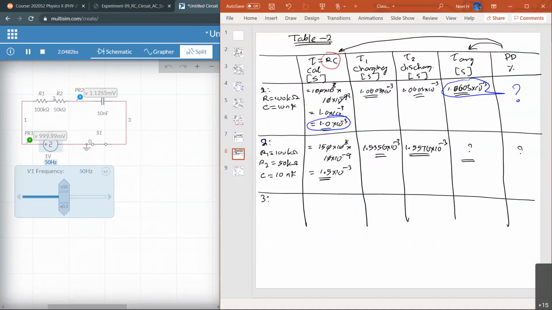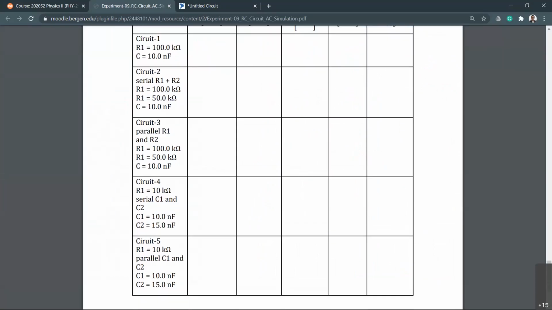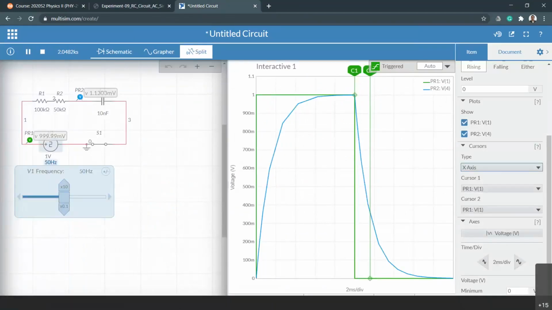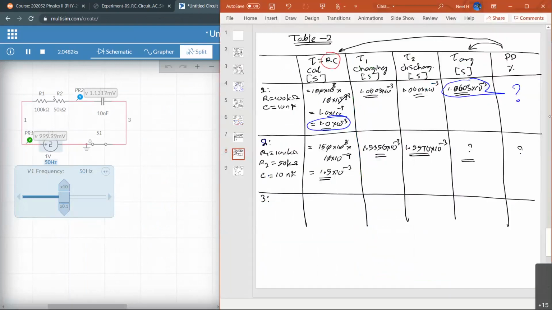What do we have on circuit number 3? I need to have 2 parallel resistors with 1 capacitor. It's slightly different calculation, but the same kind of circuit. R1 is 100 kilo, R2 is 50 kilo, and C is the same 10 nano. The only difference is that R equivalent between these two is actually parallel, right?